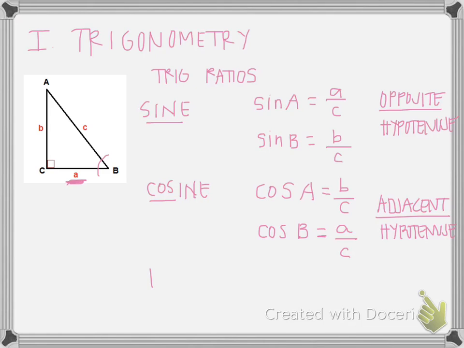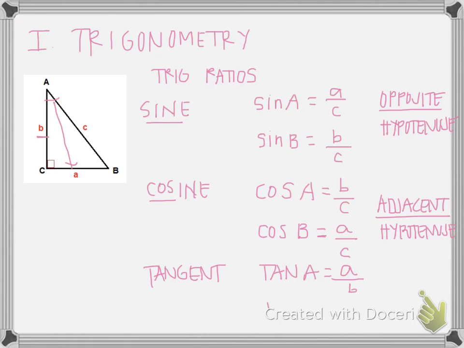And the tangent ratio is the ratio of the legs, so both of the legs. If we wanted to find tangent of your angle A, let's go back to angle A here. Tangent of angle A is going to be the opposite side, which is A, over the adjacent side, which is B.